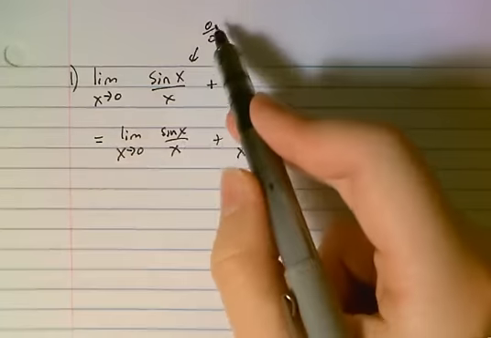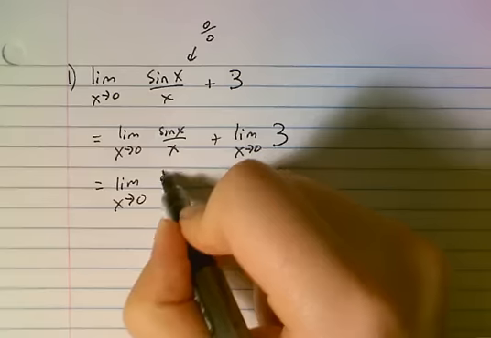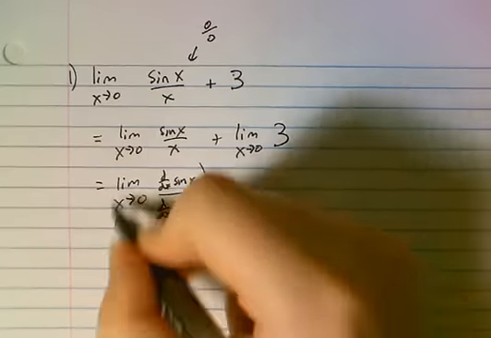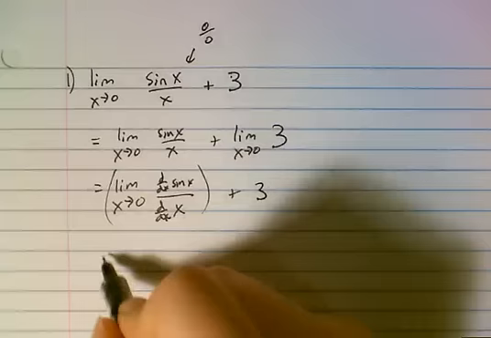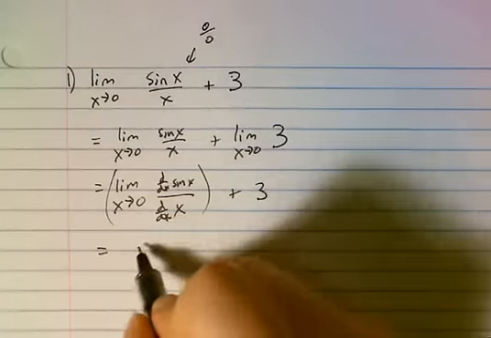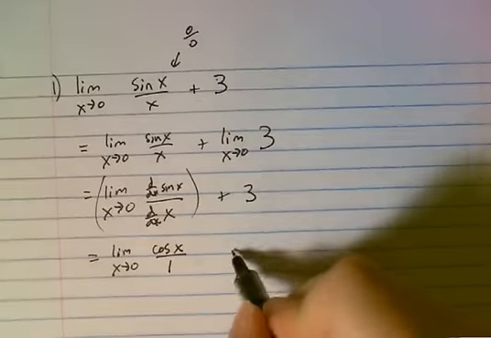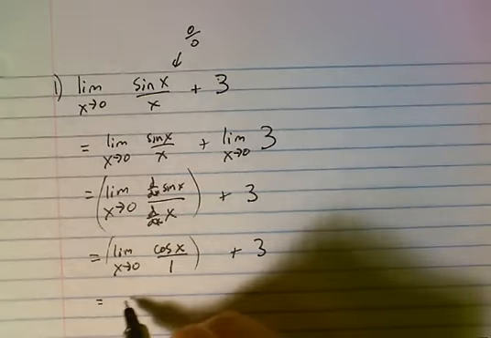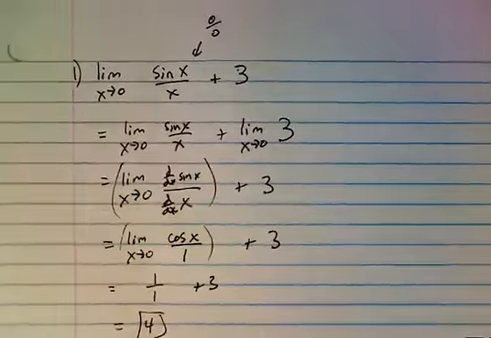Looking at this one, we have the indeterminate form, so we can use L'Hopital's rule. And on this one, there is no x, there's nothing to plug in, the limit is just 3. Derivative of sine is cosine. Derivative of x is 1, and the plus 3 is along for the ride. Cosine of 0 is 1. 1 plus 3 is 4.